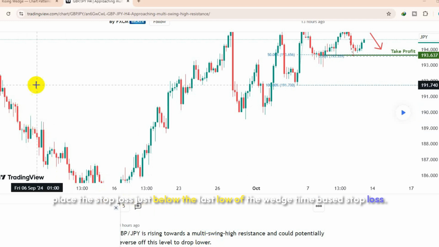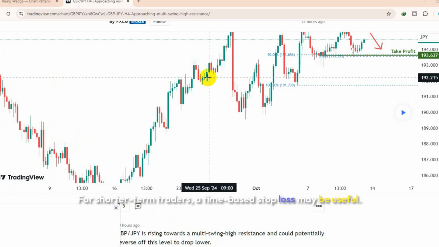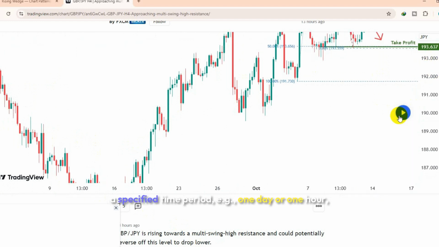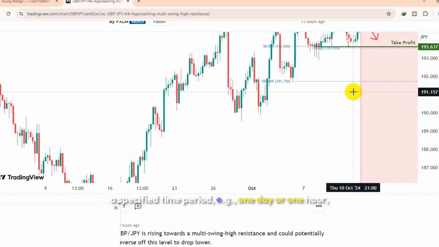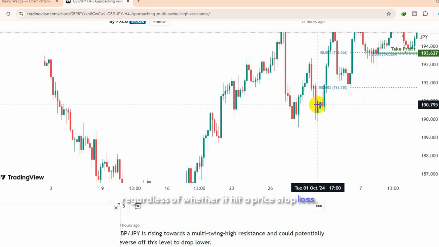Time-based stop loss. For shorter-term traders, a time-based stop loss may be useful. For instance, you might exit a trade if it doesn't move in your favor within a specified time period, e.g., 1 day or 1 hour, regardless of whether it hit a price stop loss.